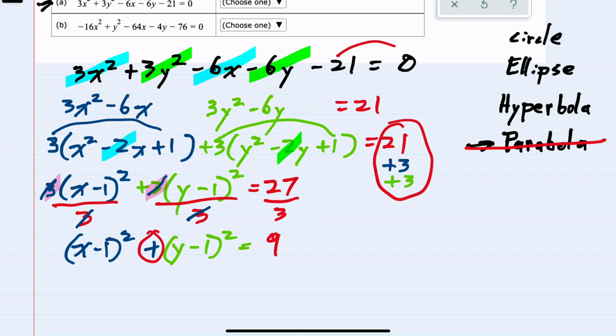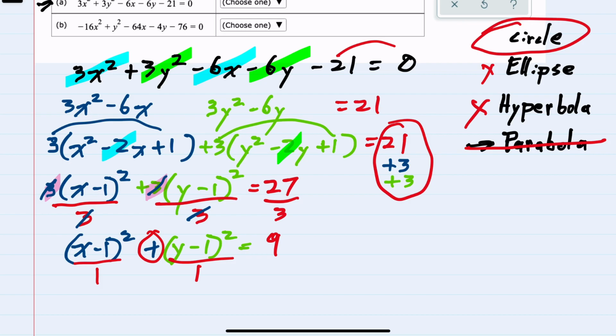So this is addition in the center, so it's not a hyperbola. And since any fractional parts here would be the same amongst the x and y's, this hasn't been stretched to form an ellipse. This is just a circle. So A is a circle, and I can tell once I had it in standard form.